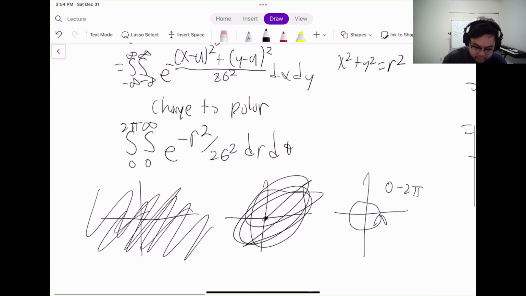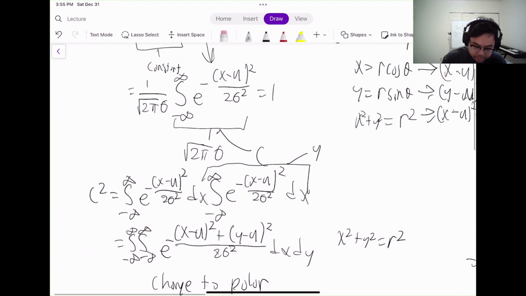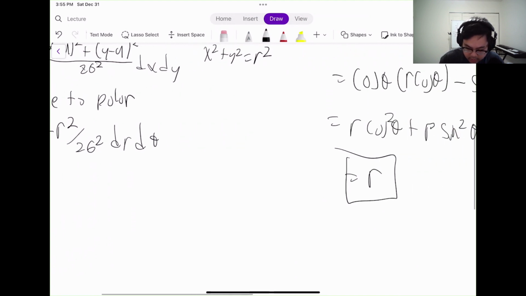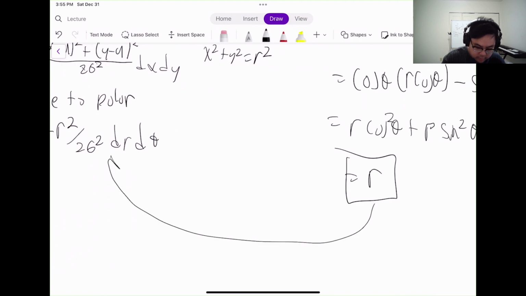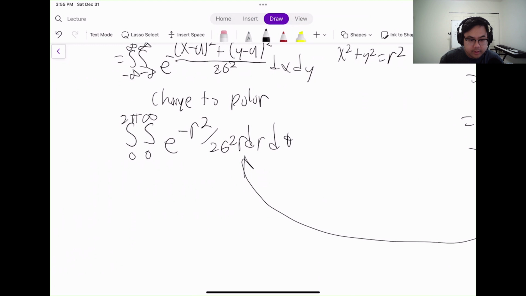All right, let me erase this stuff right here real quick. All right. Now we're ready to integrate. Okay? We have it all set up. Oh, actually, I did forget the Jacobian. We forgot to put the r right here. Got a little r there. Okay? Because we're going from rectangular to polar.